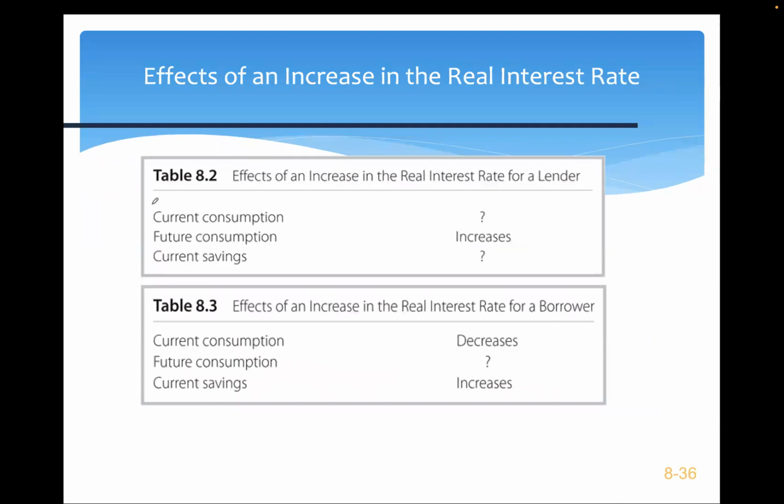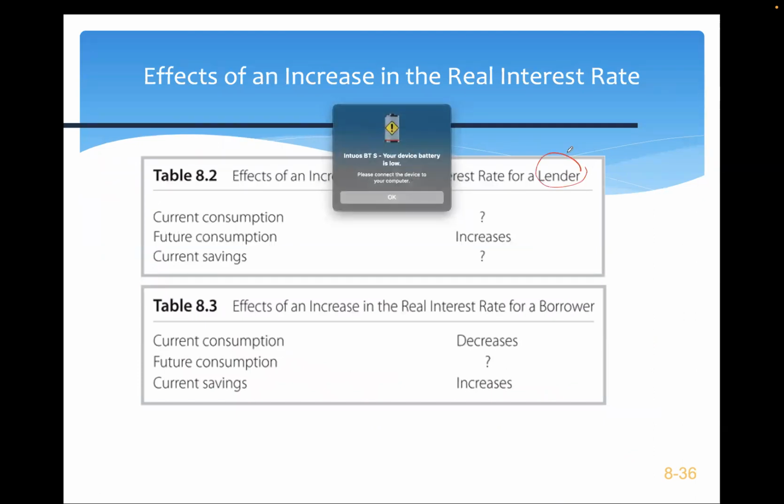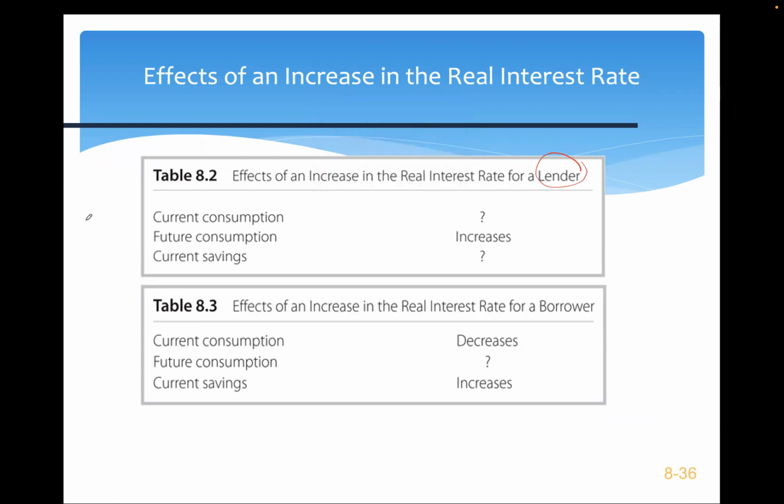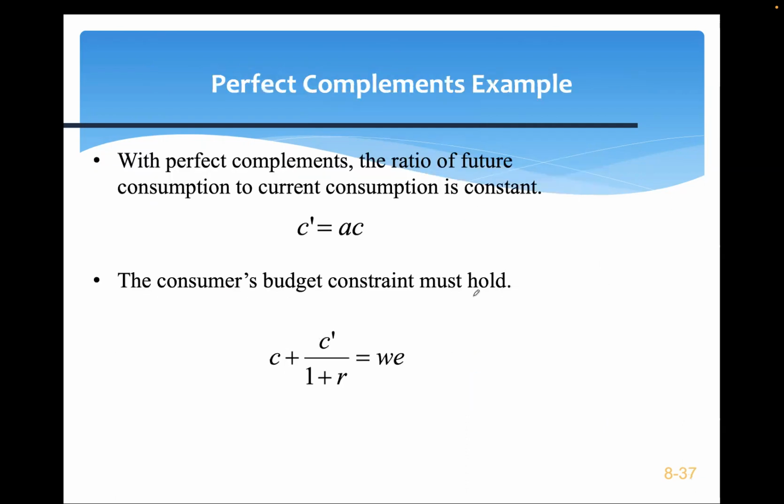Here is just a summary. For the lender, you're going to have a clear-cut result in terms of future consumption, but you don't know what happens to current consumption, and furthermore you don't know what's going to happen to current saving. For the borrower, clearly you're going to reduce your current consumption. That should lead to an increase in current saving. So this is how changing the interest rate affects the consumption and saving decision.